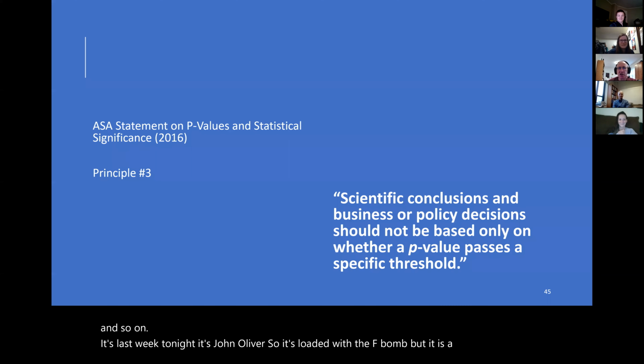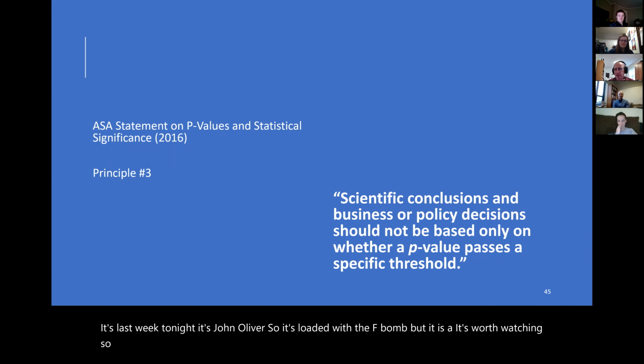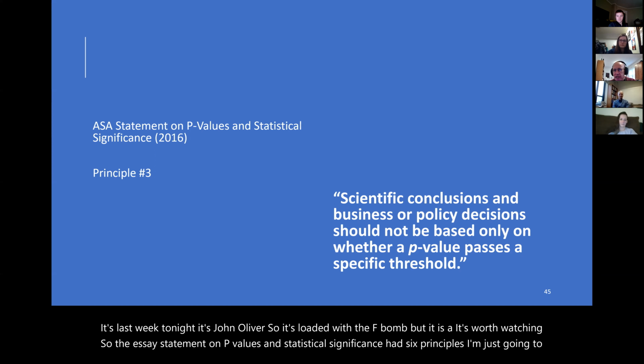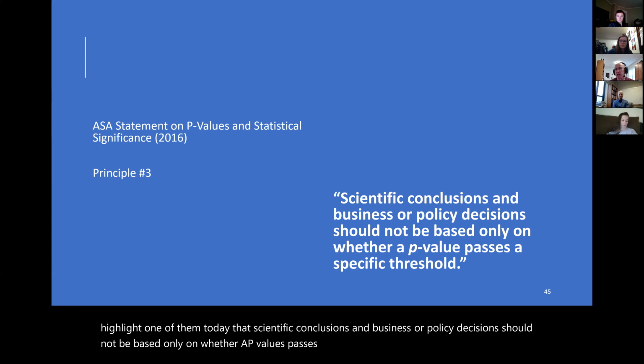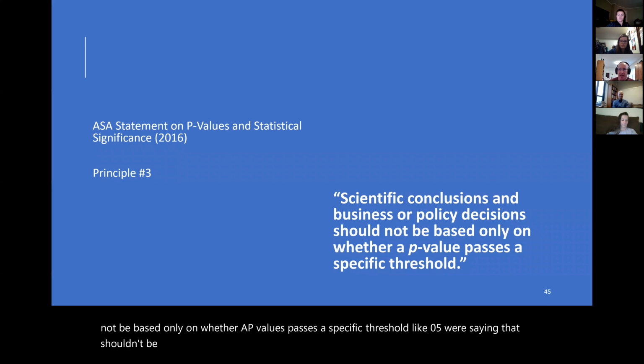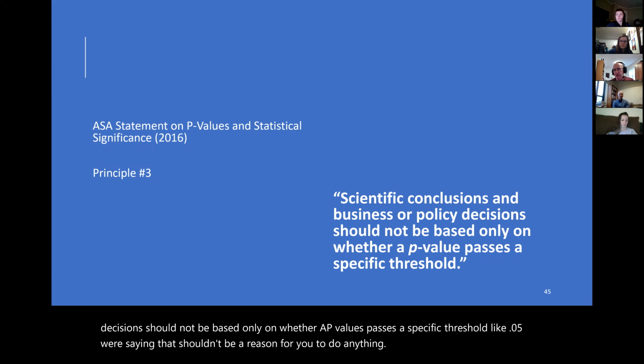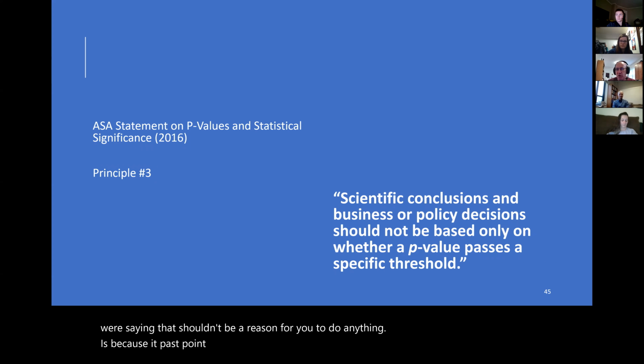So the ASA statement on p-values and statistical significance had 6 principles. I'm just going to highlight one of them today: that scientific conclusions and business or policy decisions should not be based only on whether a p-value passes a specific threshold, like 0.05. We're saying that shouldn't be a reason for you to do anything, because it passed 0.05 or it didn't pass 0.05.